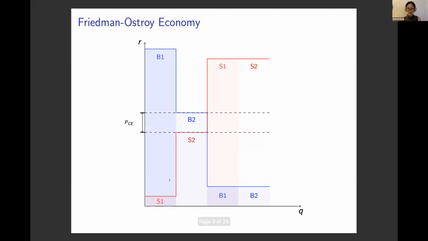So let me show it in a graphical way. This is also the setting we're going to use in our experiment. We have 2 buyers, buyer 1 and buyer 2, in the economy, and 2 sellers. And each person has 2 units of a good they want to buy or sell. And this is the reservation values the buyers and sellers have. So this forms the demand and supply curve, and this range is the competitive equilibrium price range.